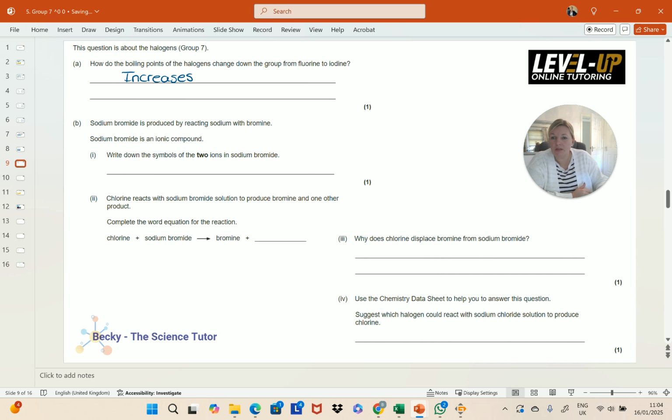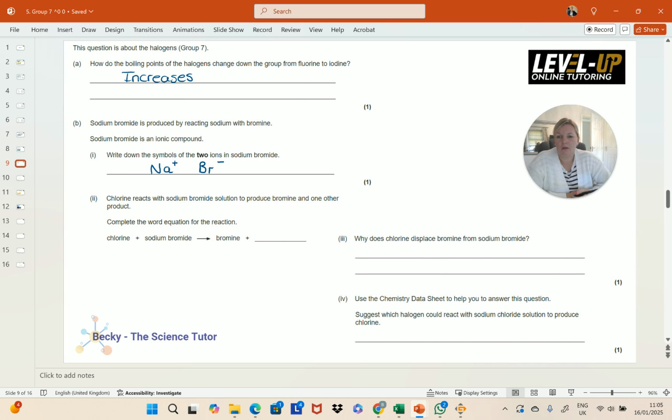Sodium bromide is produced by reacting sodium with bromine. Sodium bromide is an ionic compound. Write down the symbols of the 2 ions in sodium bromide. So sodium, we looked at last session, is in group 1. It's going to want to lose an electron. If it loses an electron, it has more protons than electrons, so it's going to become Na+. It's now an ion, not an atom. And our bromine wants to gain an electron. It's now got 1 more electron than protons and therefore has an overall negative charge.